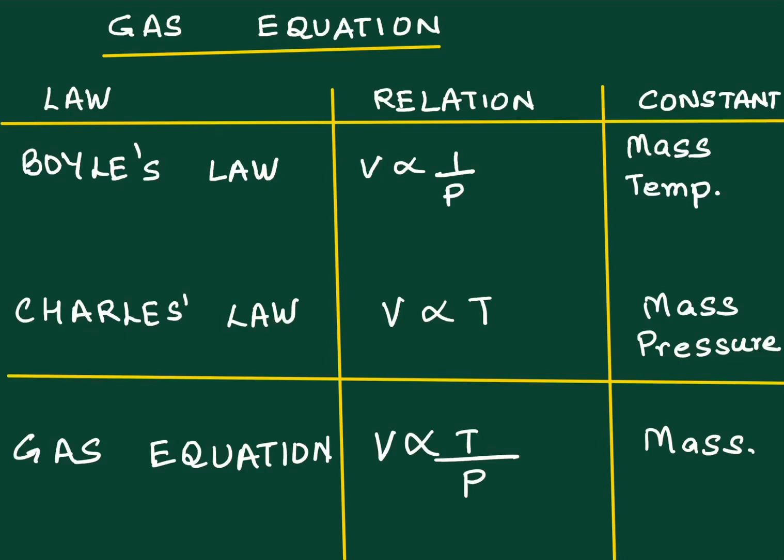Just tabulating what we have learned so far. Boyle's law: we correlated volume and pressure, keeping the mass and temperature constant. Charles' law: we correlated volume and temperature in the absolute scale, or the thermodynamic temperature, what we say in Kelvin, which we write with a capital T, wherein we have kept mass and pressure constant.